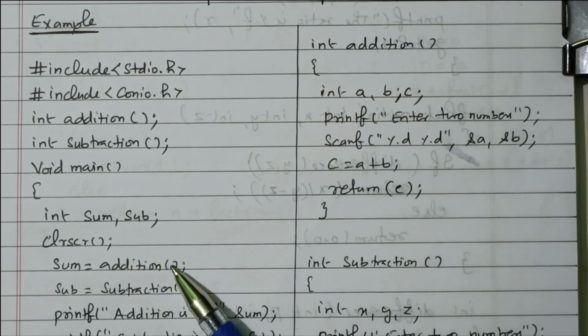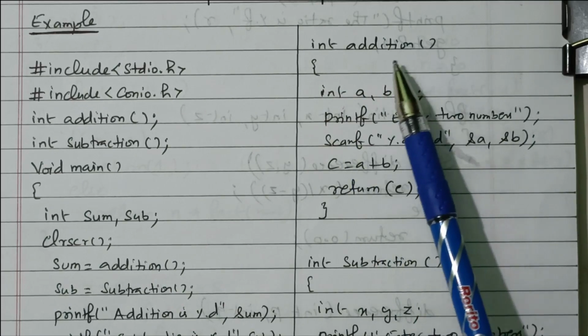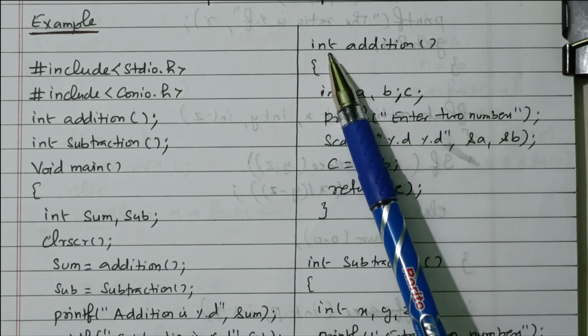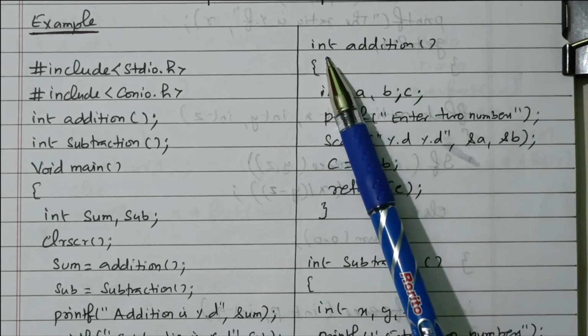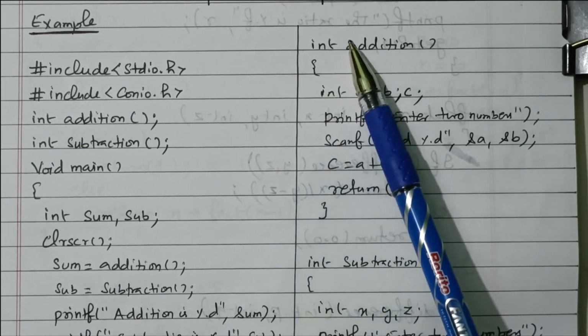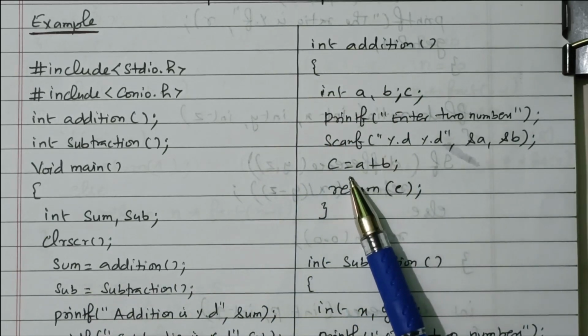Here also parameters not available. The function name is addition. But it will return the variable. It will return the value integer. Right. So sum equal to addition means the control will transfer to this function definition.